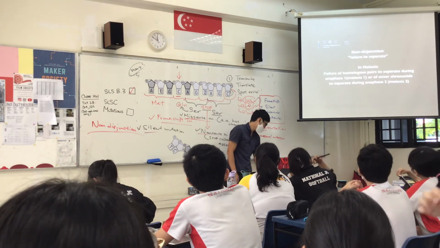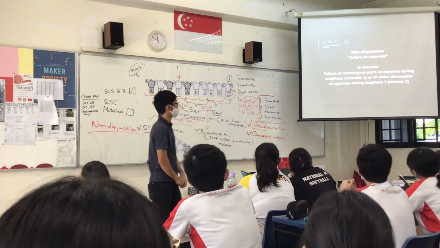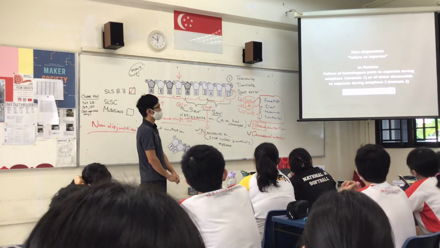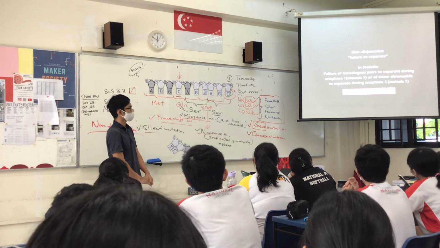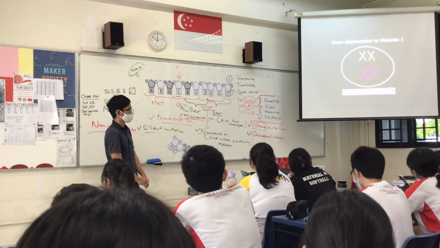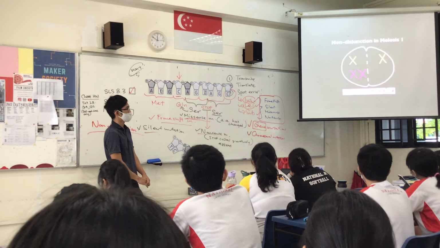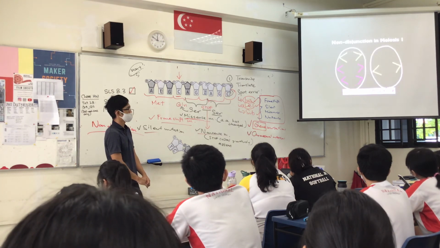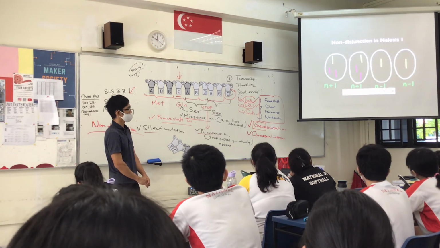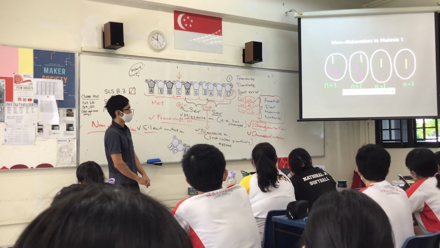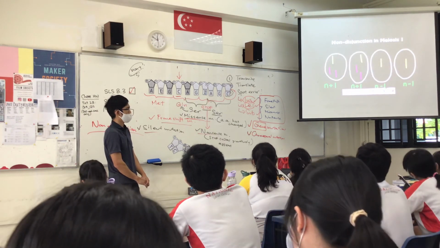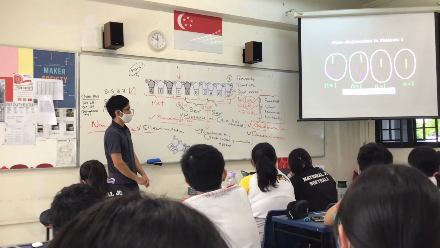Non-disjunction refers to the failure to separate. As this applies to meiosis, it is the failure of homologous pairs to separate during anaphase 1 of meiosis 1, or of sister chromatids to separate during anaphase 2 of meiosis 2. This first example shows non-disjunction in anaphase 1 of meiosis 1, and so you see the pink homologous pair of chromosomes failed to separate. This therefore results in half of the daughter cells containing one extra chromosome, or N+1, and the other half of the daughter cells containing one less chromosome, or N-1.